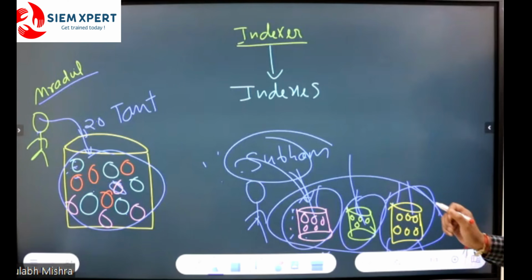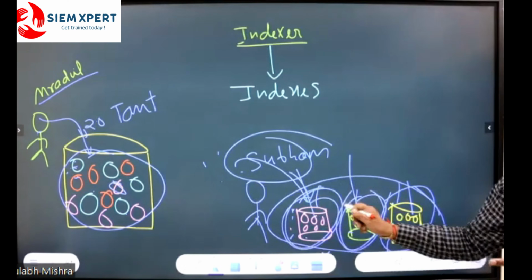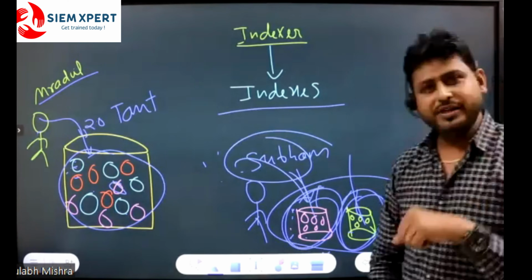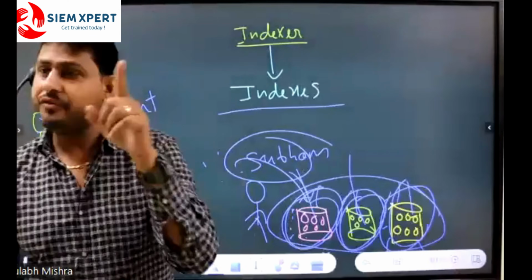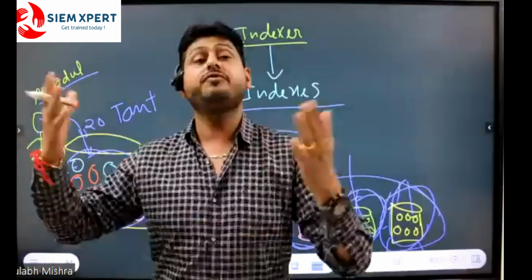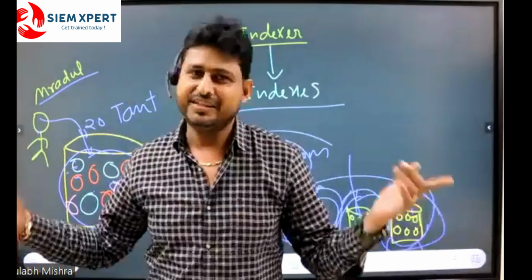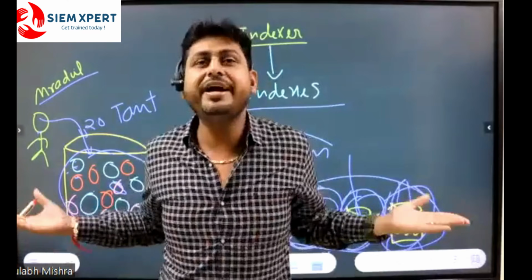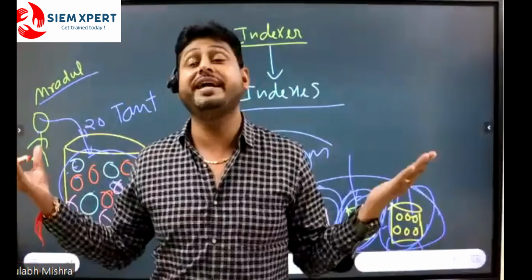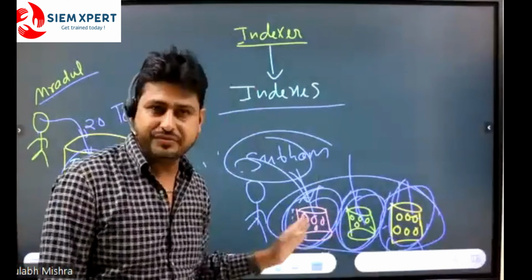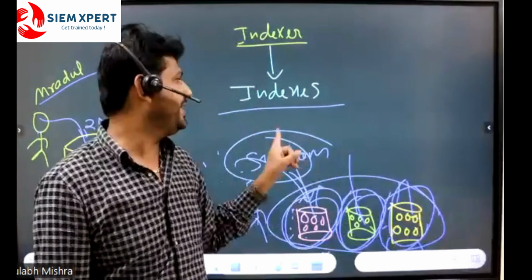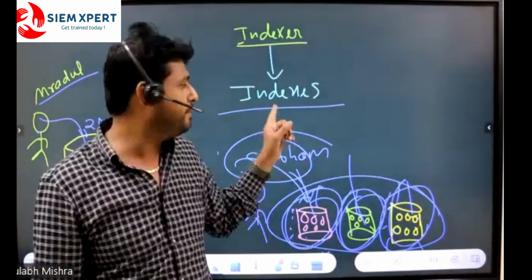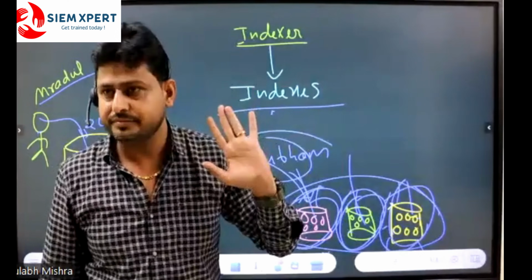So these different storage groups we call indexes in Splunk. One of the reasons for going with different indexes is faster searching. This is a question from an interview perspective: why have different buckets, different indexes? The storage group in Splunk language is given the name index.